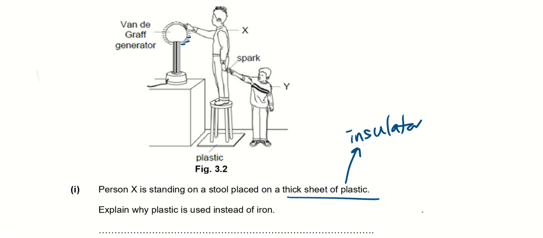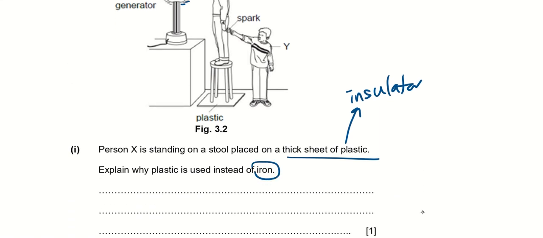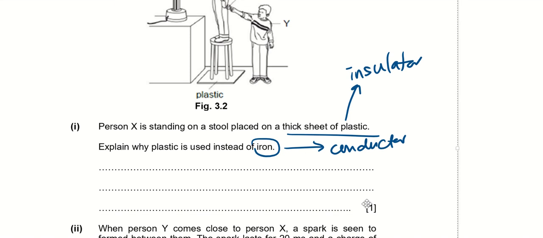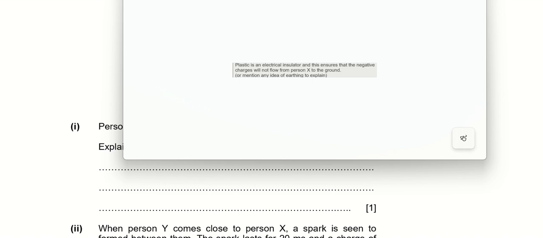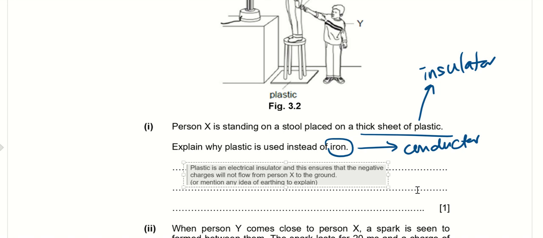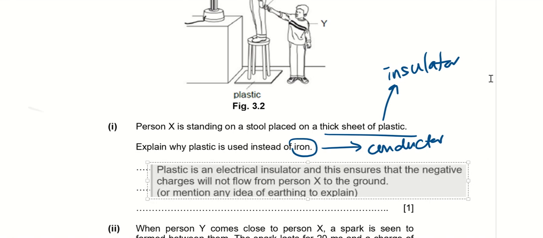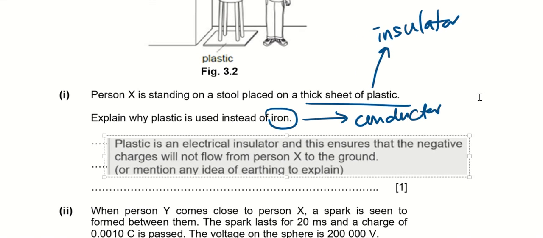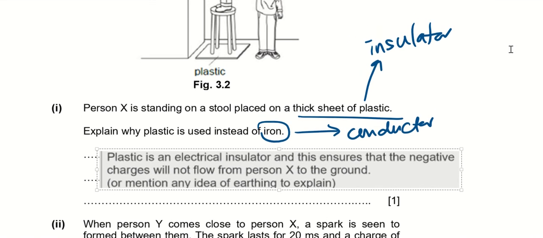Okay, so they ask, why is plastic used instead of iron? Of course, iron is a conductor of electricity. Plastic is an insulator. Okay, so what is the answer for this? Why do we use plastic instead of iron? So in order for the Van de Graaff to work, we need the charges to accumulate, right? So if instead of using plastic, we are using iron, the iron will allow the charges to flow into the earth, right? So that's why we use plastic. Plastic is an electrical insulator.